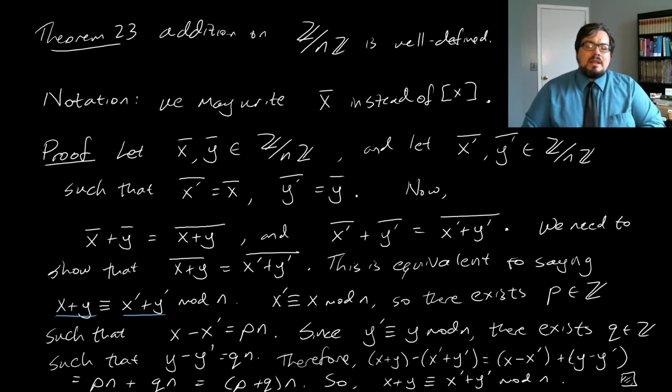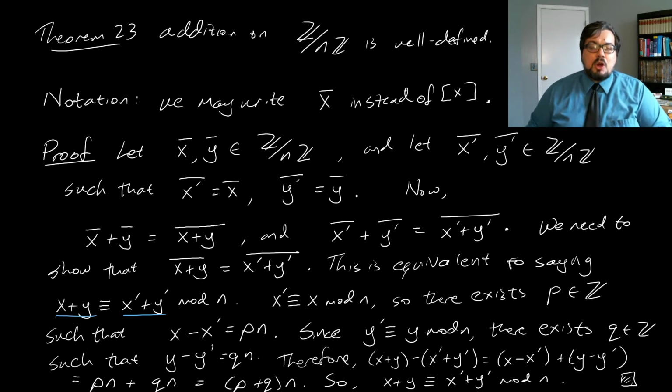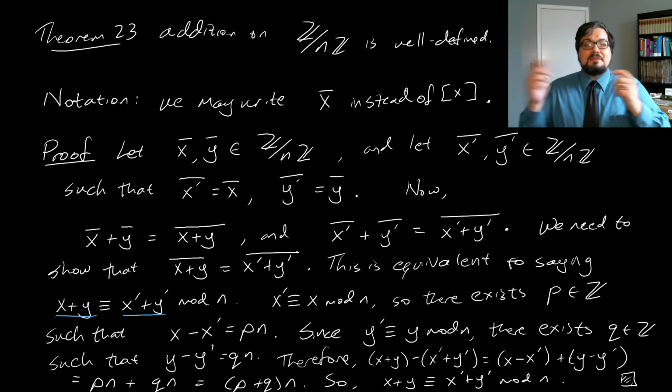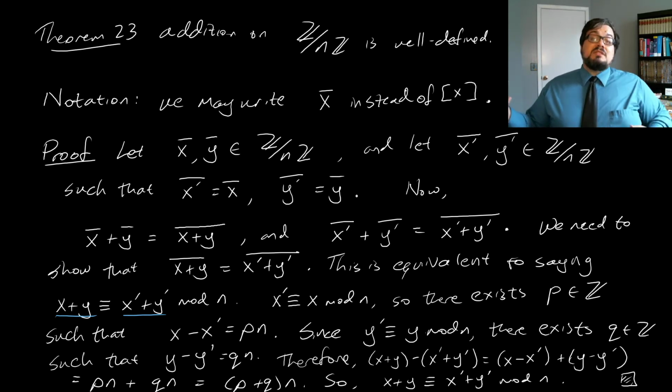So what this theorem is showing is that when we're working with equivalence classes mod n, if you take two things that are congruent and another two things that are congruent and add them together in pairs, the two results that you get are going to be congruent, modulo n.